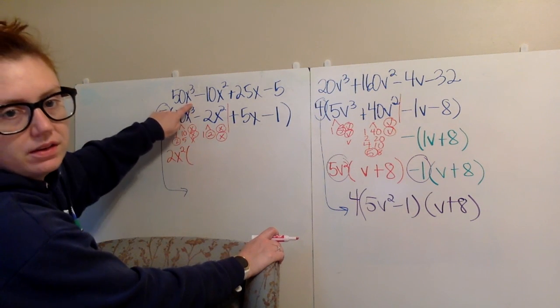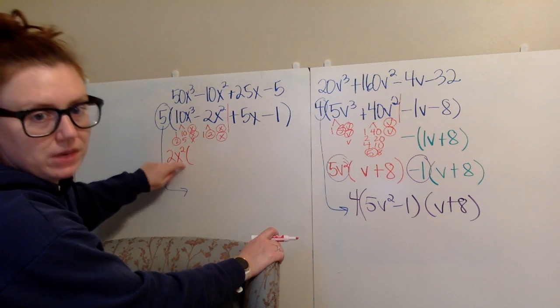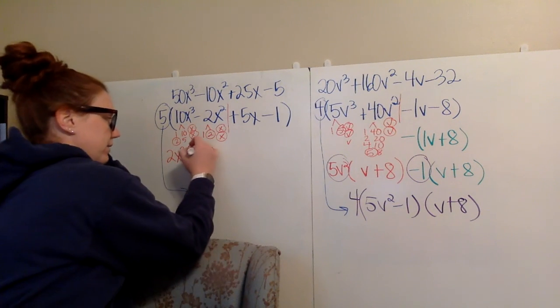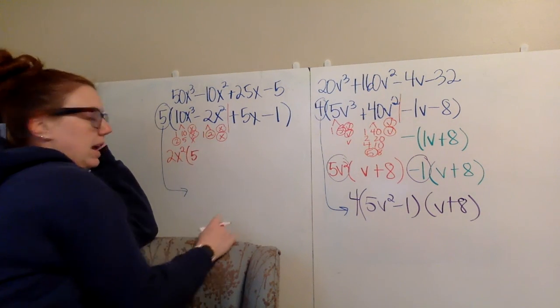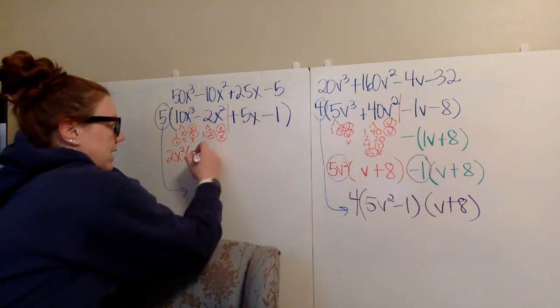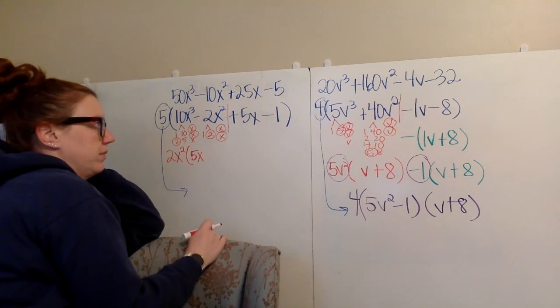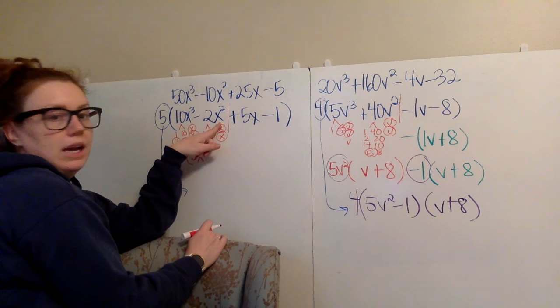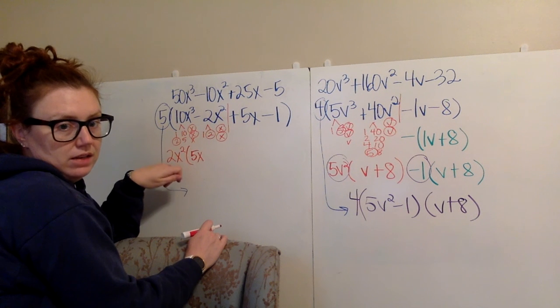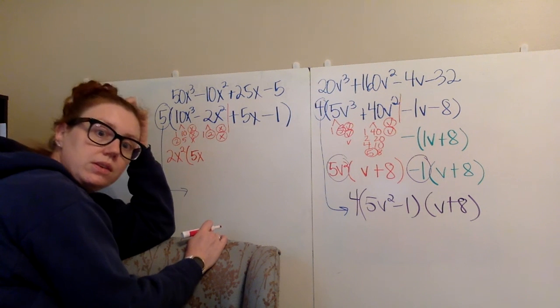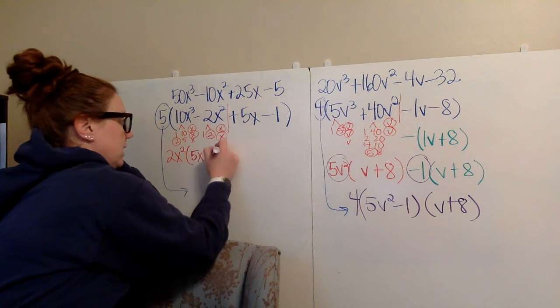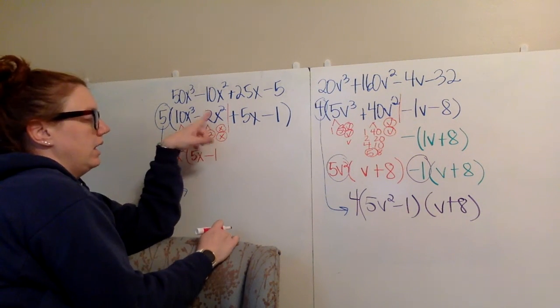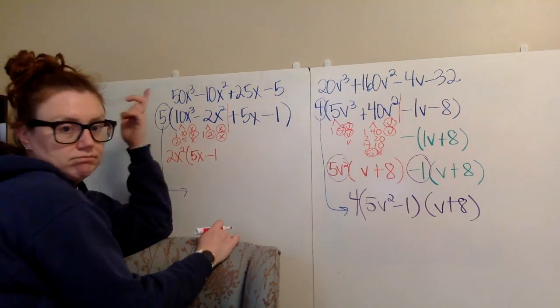10x to the third divided by 2x squared. 10 divided by 2 is 5. X to the third divided by x squared is x. Negative 2x squared divided by 2x squared. Negative 2 divided by 2 is negative 1. And x squared divided by x squared cancels out.